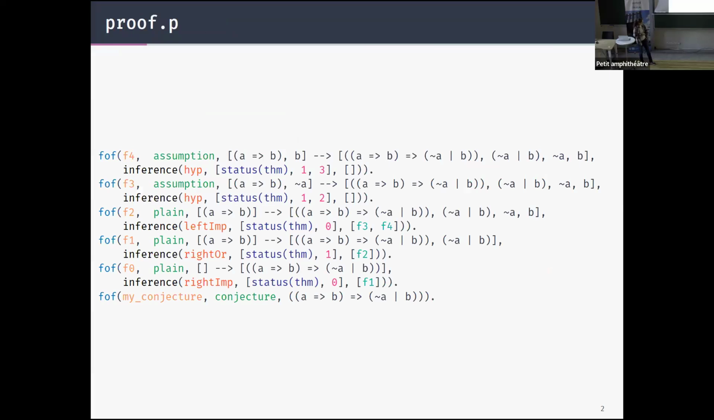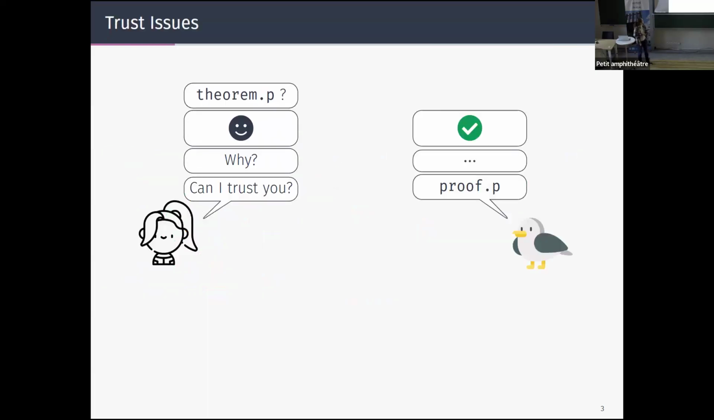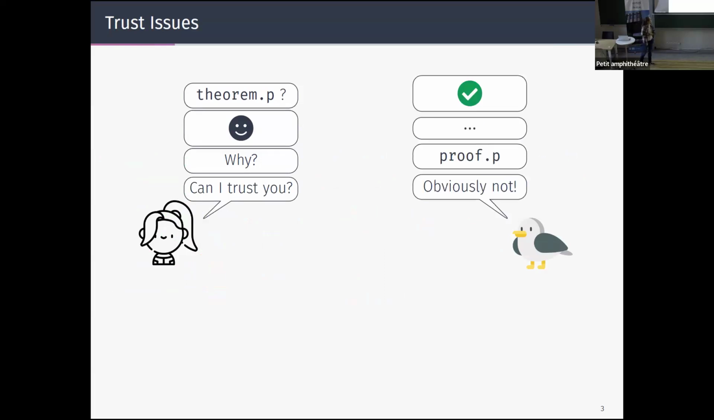And I'm not entirely happy with that, because if I want to check whether the proof is correct, I have to read everything by myself, and I have no guarantee that Goéland won't do some magic at some point, which is annoying. So if I want to check that, I need to read everything, and this is not what I want. I want more guarantee about that.